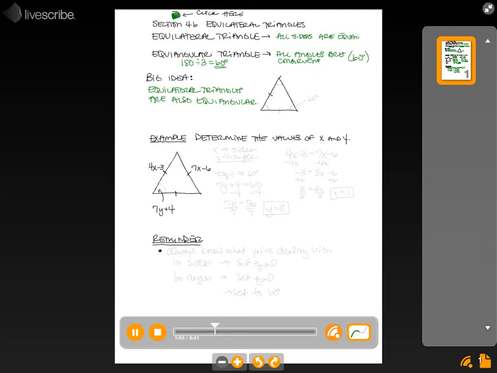So if we're going to mark our picture, an equilateral triangle would have all the sides marked, and then all of our angles would need to be marked. And each one of those angles is 60 degrees. So that's what our picture would look like.